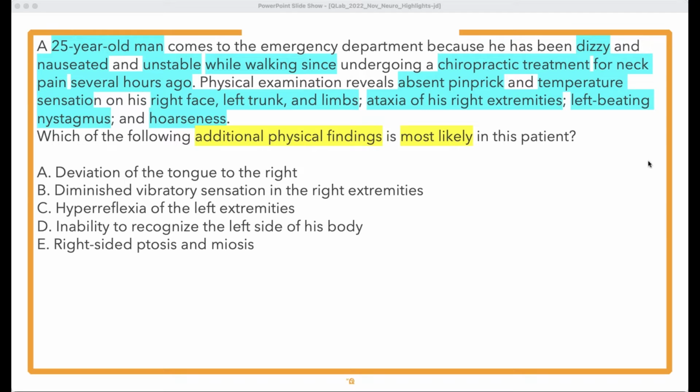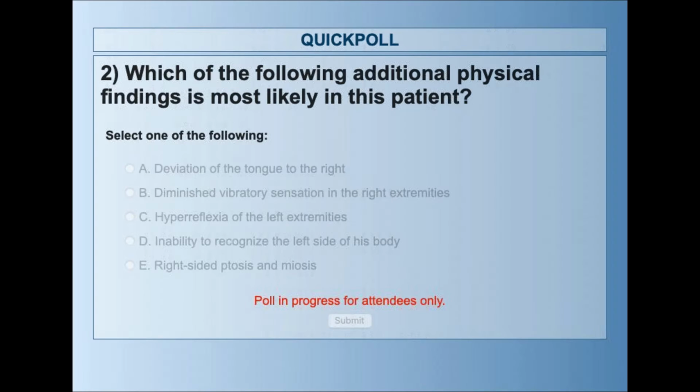So we're going to go ahead and open up that poll. Go ahead and select what you think is the best answer here, and we'll talk about it in just a few seconds. Okay, excellent. So the poll is launched. Let us know which of these additional physical findings is most likely in that 25-year-old man. Looks like you guys are off to a good start with this one.